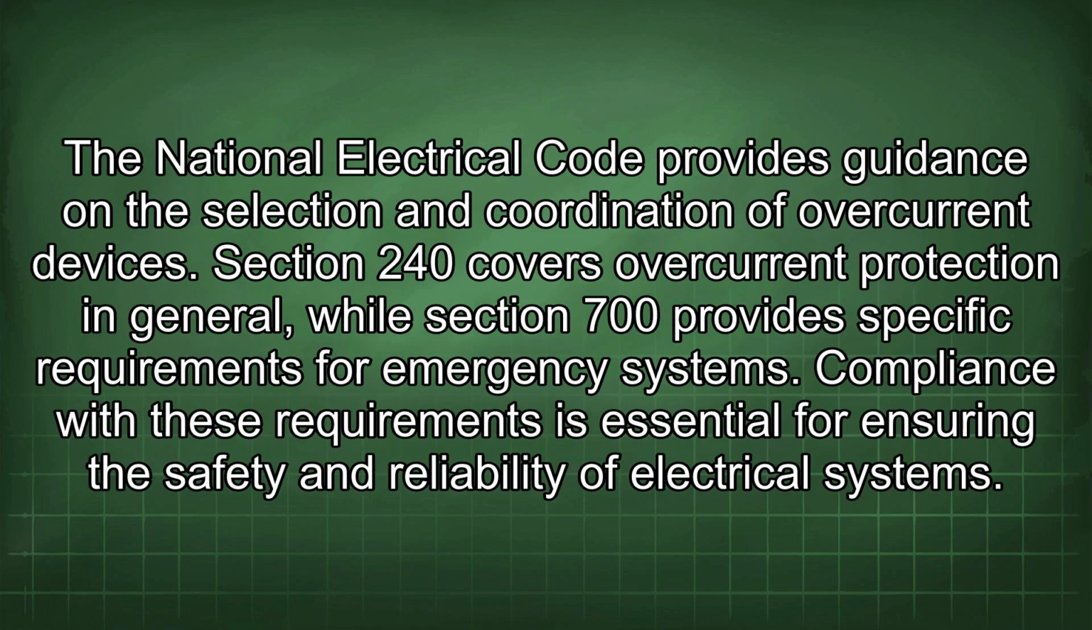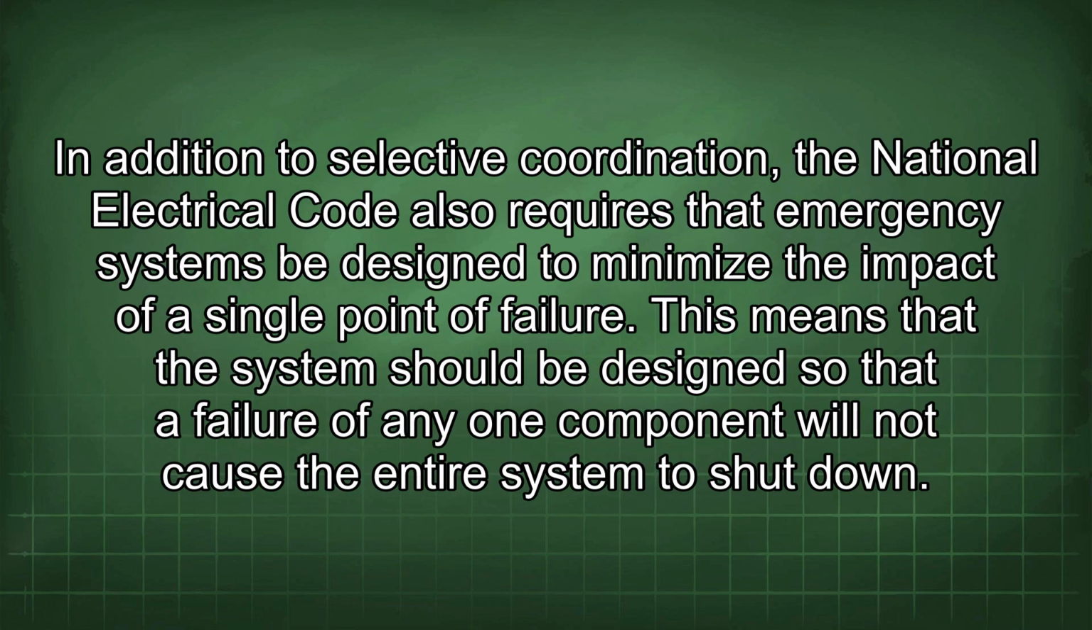The National Electrical Code provides guidance on the selection and coordination of overcurrent devices. Section 240 covers overcurrent protection in general, while Section 700 provides specific requirements for emergency systems. Compliance with these requirements is essential for ensuring the safety and reliability of electrical systems. In addition to selective coordination, the National Electrical Code also requires that emergency systems be designed to minimize the impact of a single point of failure.